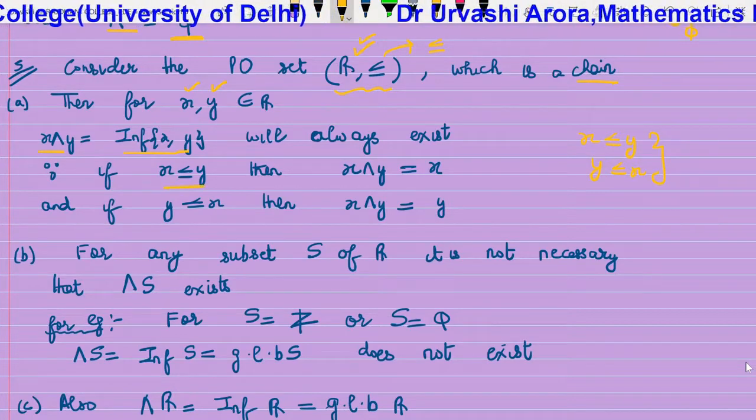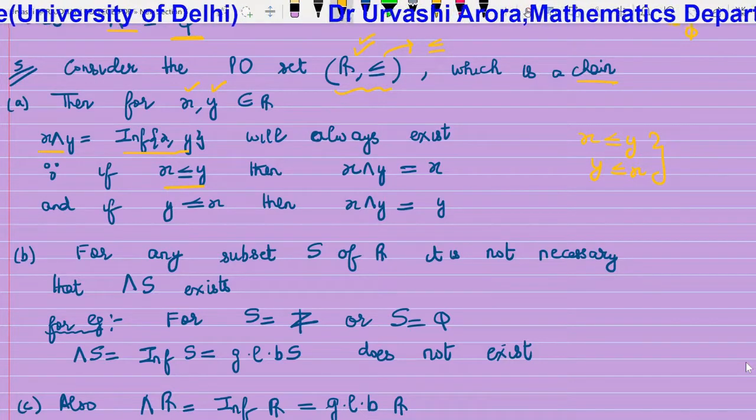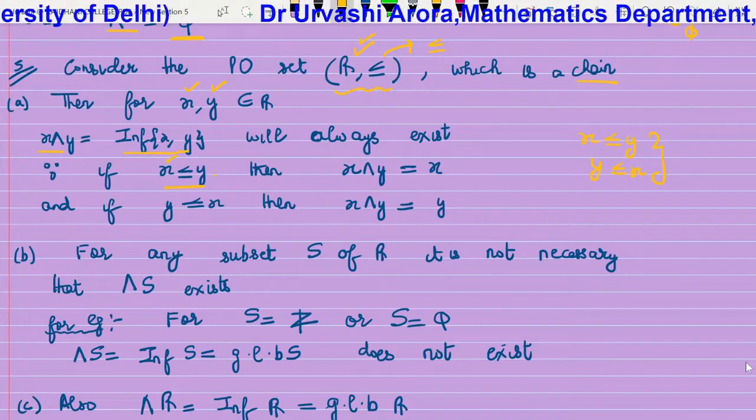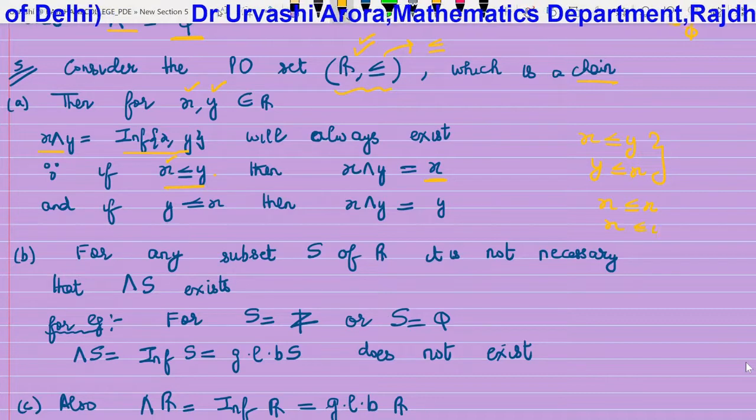So if x is less than or equal to y, then this means that x is smaller than both x and y, which means that x is acting like a lower bound, because x is less than or equal to itself and x is less than or equal to y.